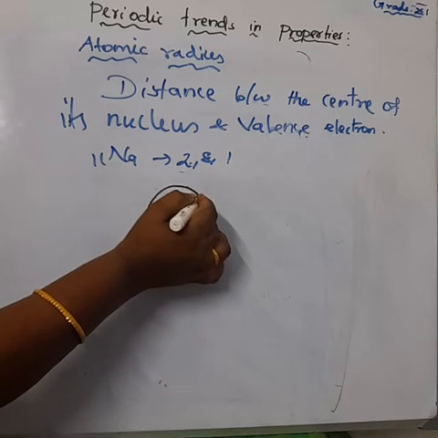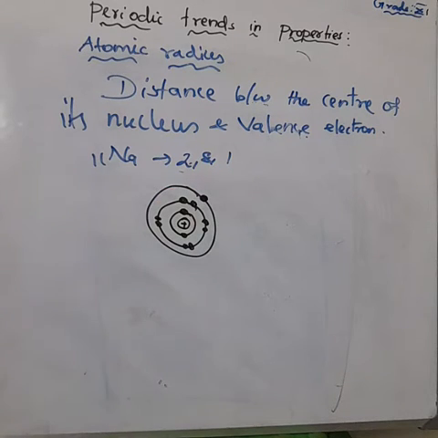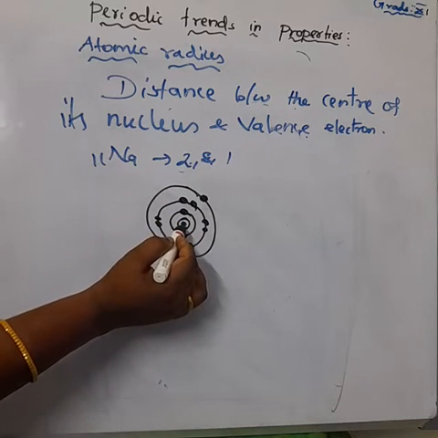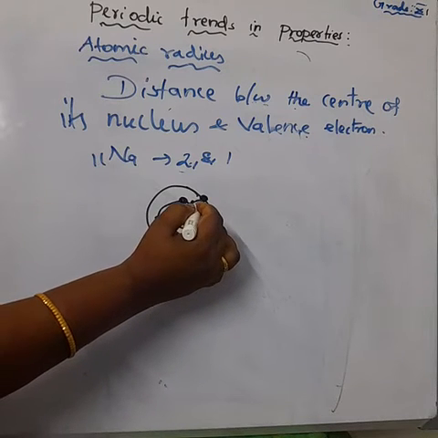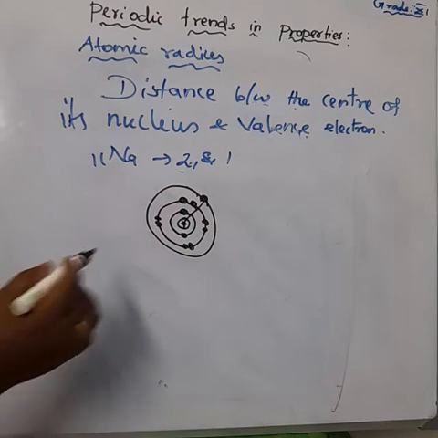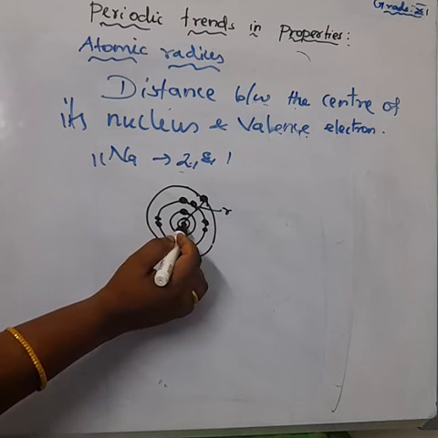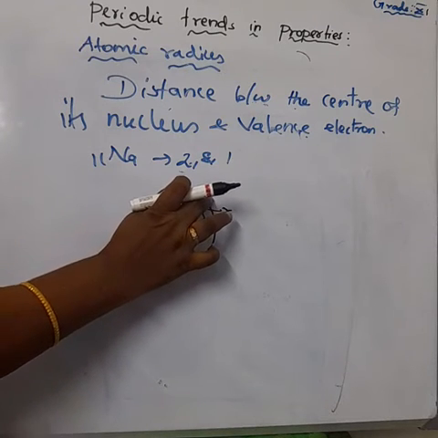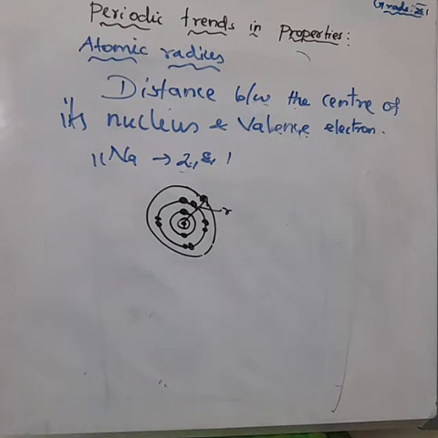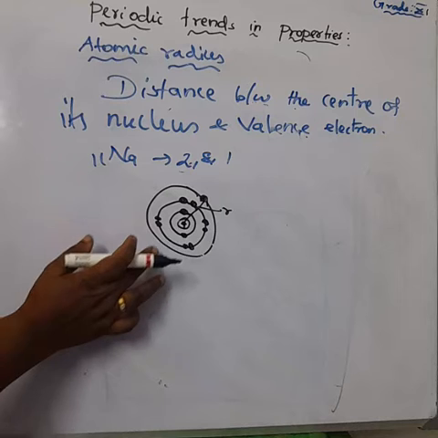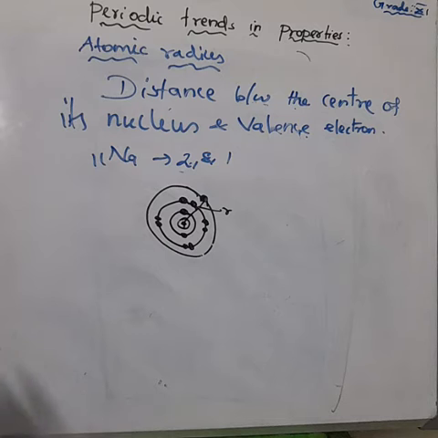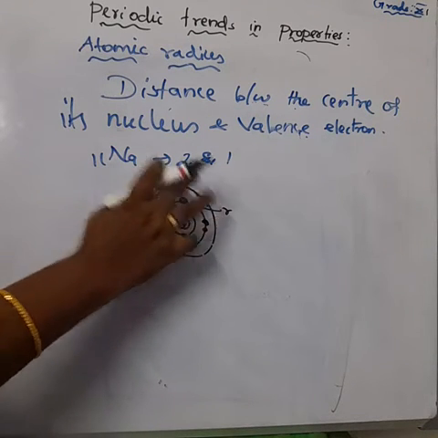So here, what do you mean by atomic radius? Atomic radius means the distance between the center of the nucleus and its outermost shell containing electrons, the valence electrons. But it is not possible to measure the radius of an isolated atom directly.